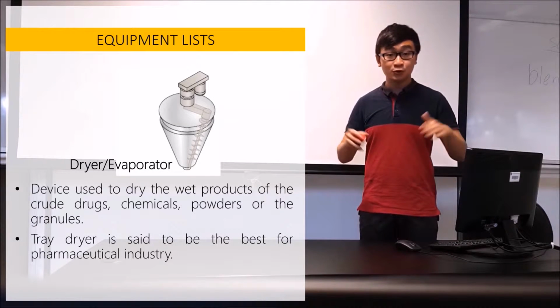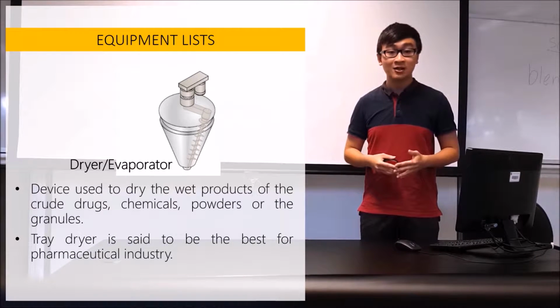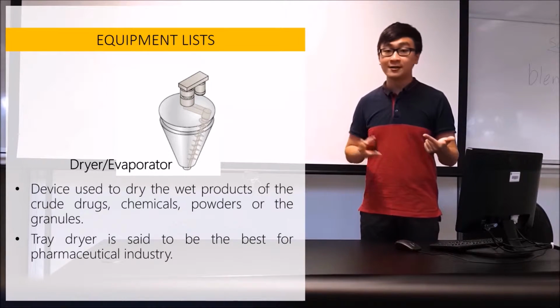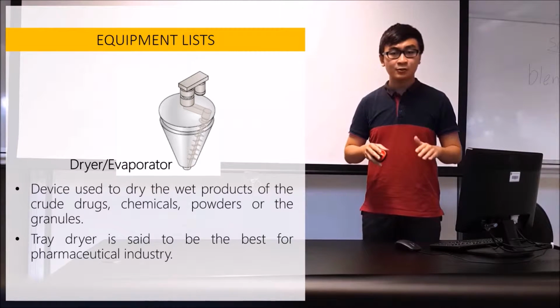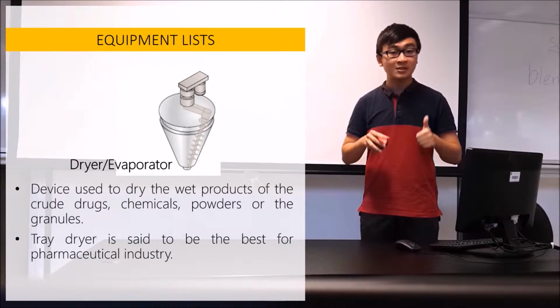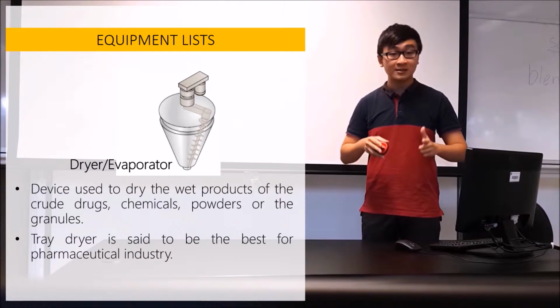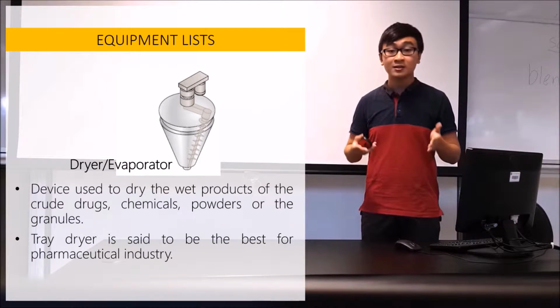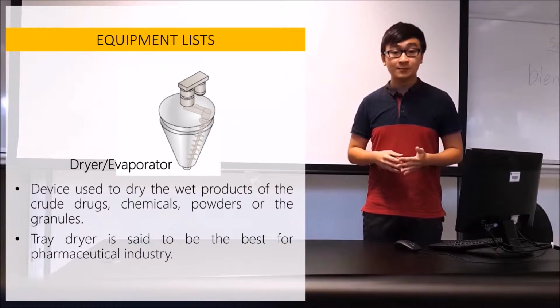A variety of dryers are used for the drying process in the pharmaceutical industry, such as vacuum dryer, tray dryer, and rotary dryer. However, tray dryer is said to be the best device used in the pharmaceutical industry. Tray dryer is a device used to dry the wet products of the crude drugs, chemical, powders, or the granules. My friend will explain more on the tray dryer and the experiment.